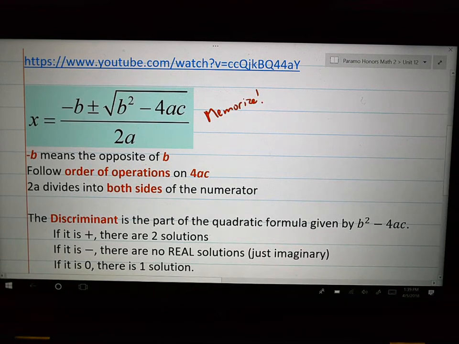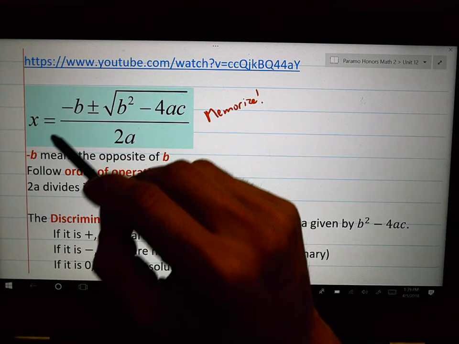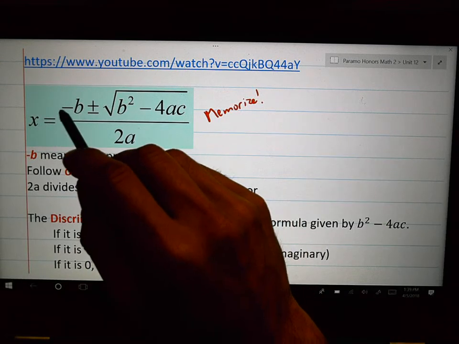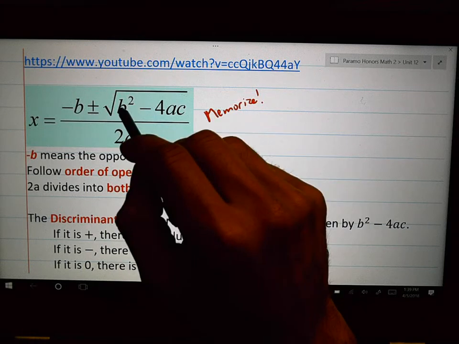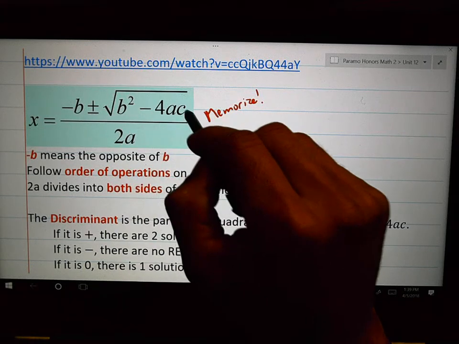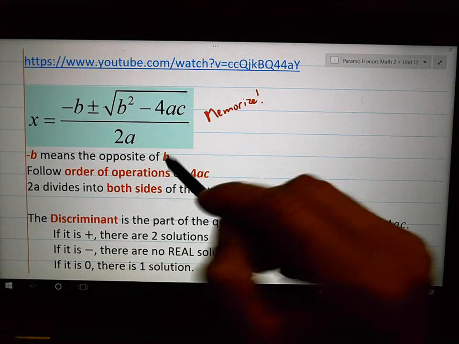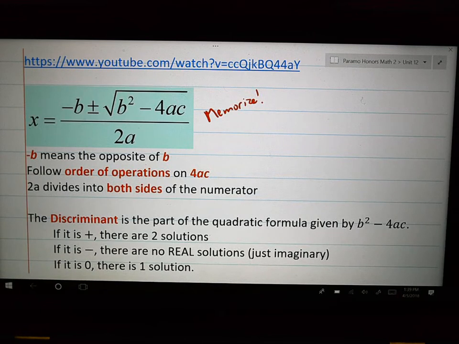I have also heard it sung to the tune of Jingle Bells. Jingle bells, jingle bells. Ready? Negative b plus or minus radical b squared minus 4ac over 2a. Hey, there you go. So there you go.